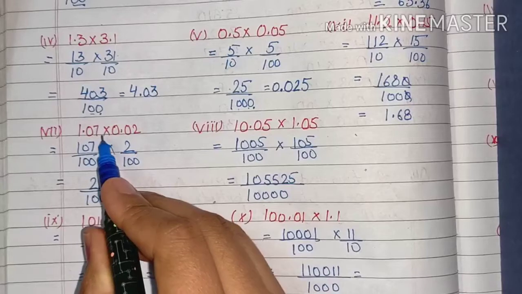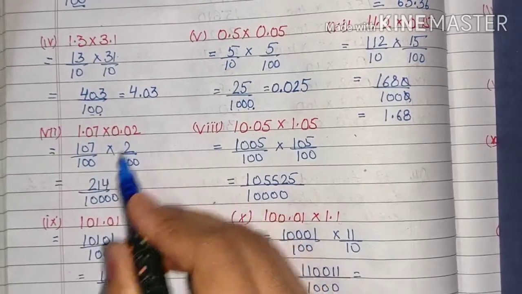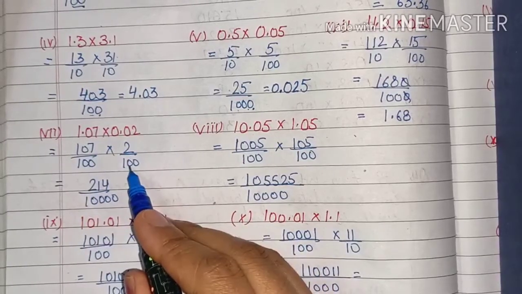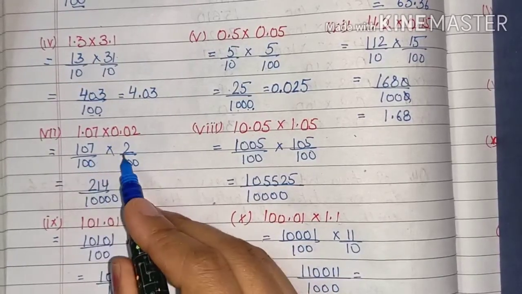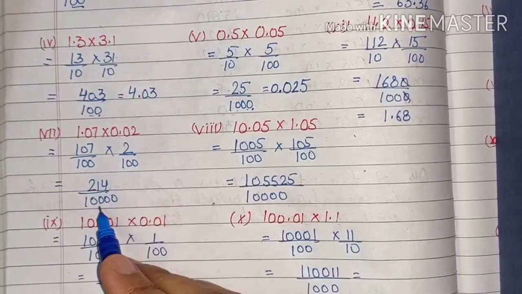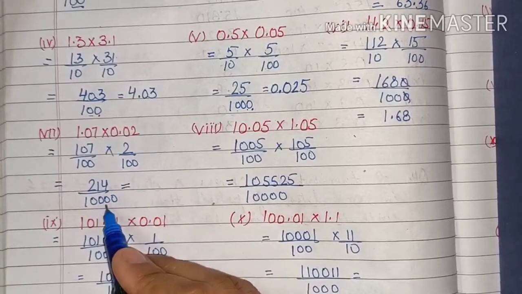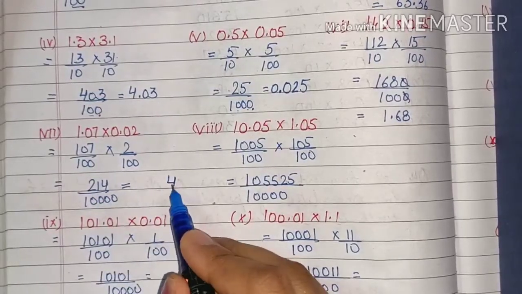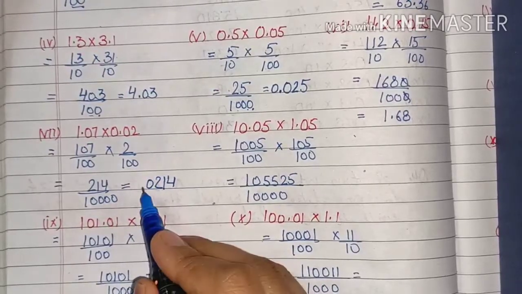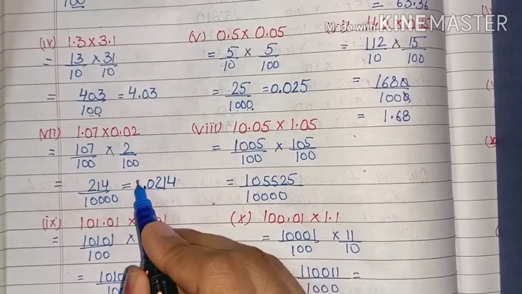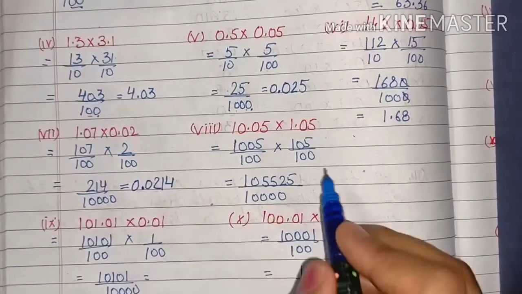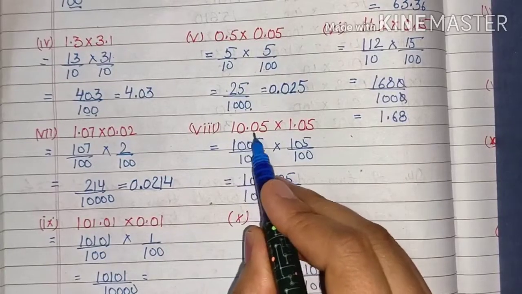Now let's see seventh part. It is 1.07 multiply 0.02. By removing decimal we will write 107 upon 100, and here 2 upon 100. Now multiply 107 by 2, we will get 214 upon 10,000. 100 into 100, it will be 10,000. So 4 zeros are there, so we'll put the decimal leaving 4 digits. So we have 3, we'll put 1 0. Now we have 4 digits and put decimal, and 0, so it is 0.0214.